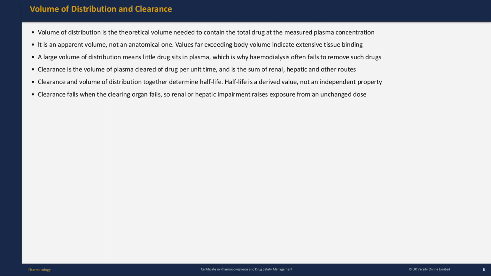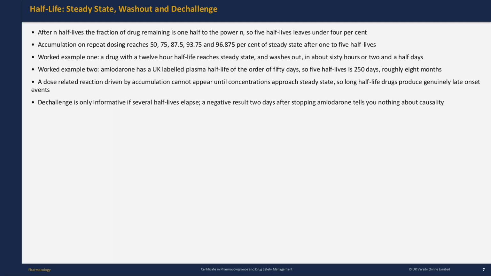Half-life, steady state, washout, and D-challenge. After n half-lives, the fraction of drug remaining is 1/2 to the power n, so 5 half-lives leaves under 4%. Accumulation on repeat dosing reaches 50, 75, 87.5, 93.75, and 96.75% of steady state after 1 to 5 half-lives.